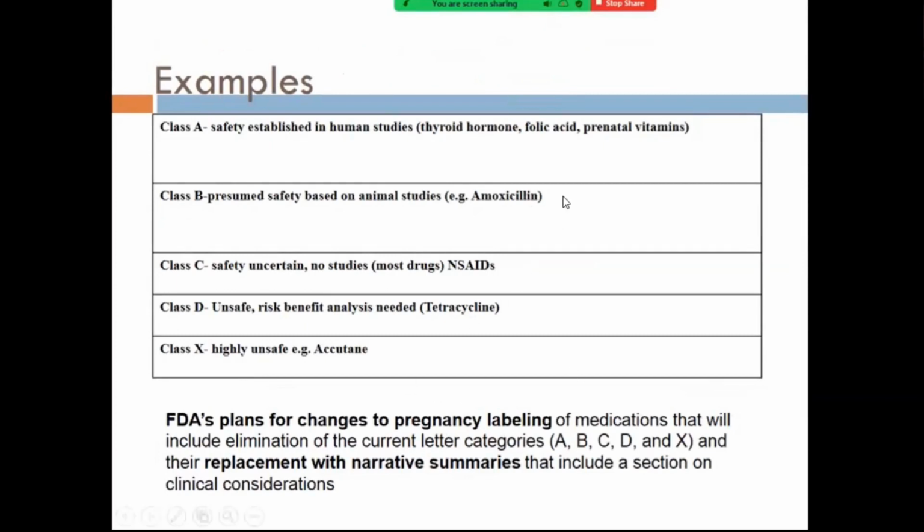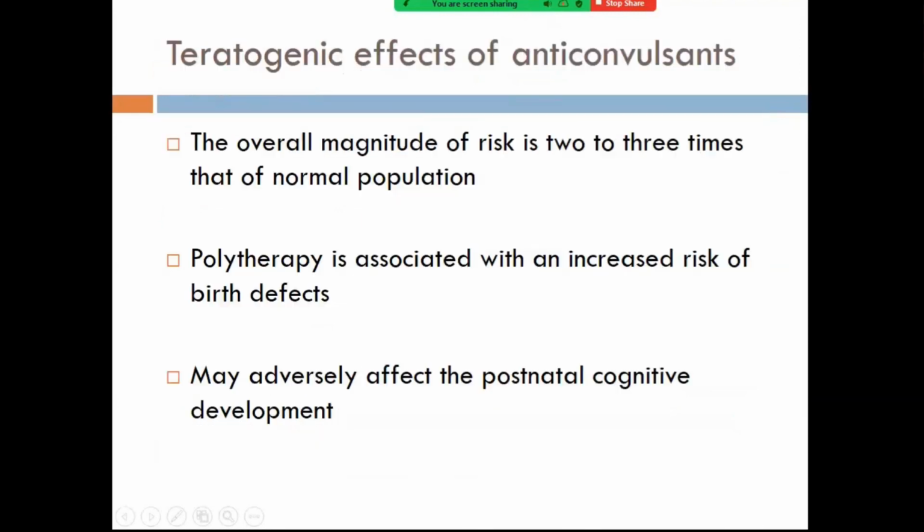Class A drugs are folic acid, vitamins and thyroid hormones. Class B is presumably safe based on animal studies, like amoxicillin. Then there are drugs which should never be used, like Accutane or isotretinoin. So these are examples.